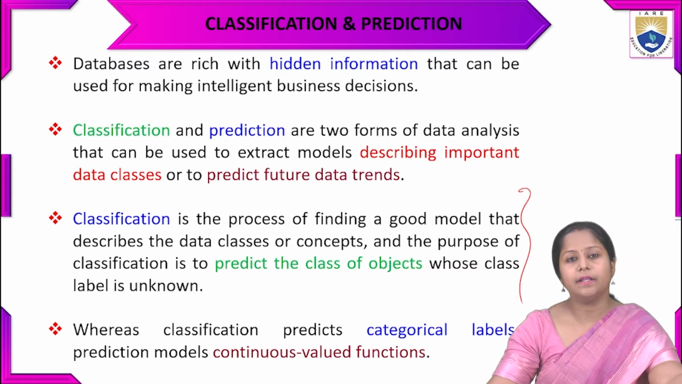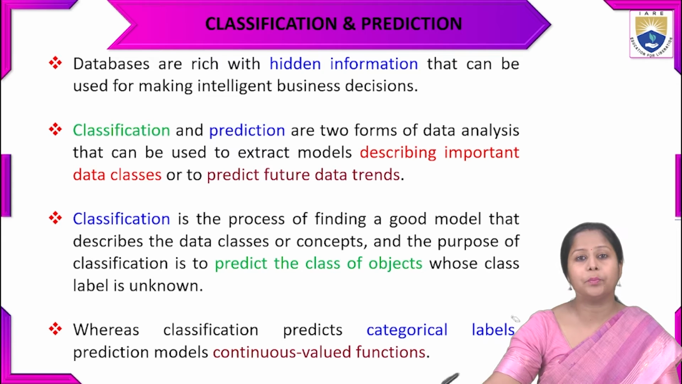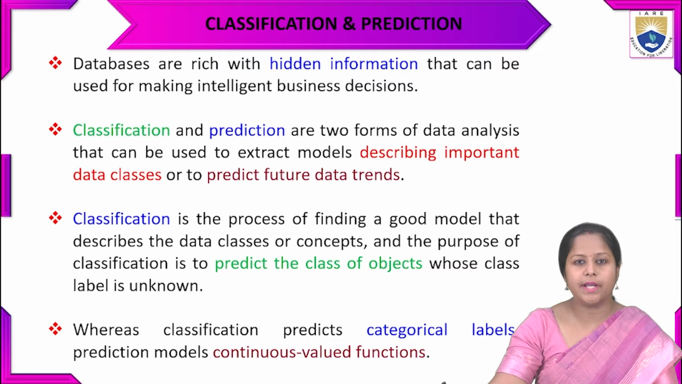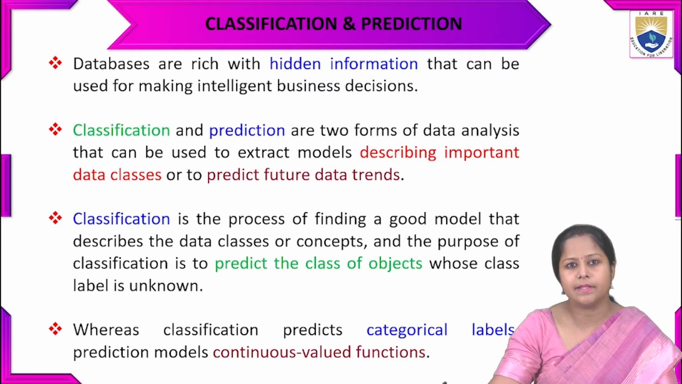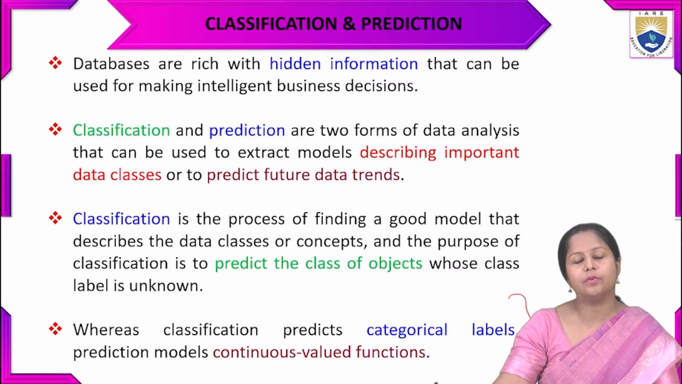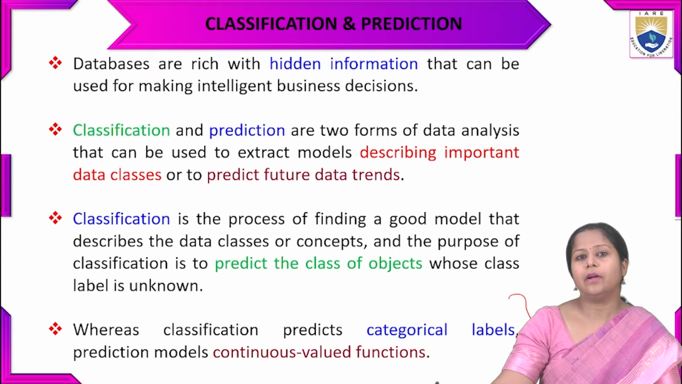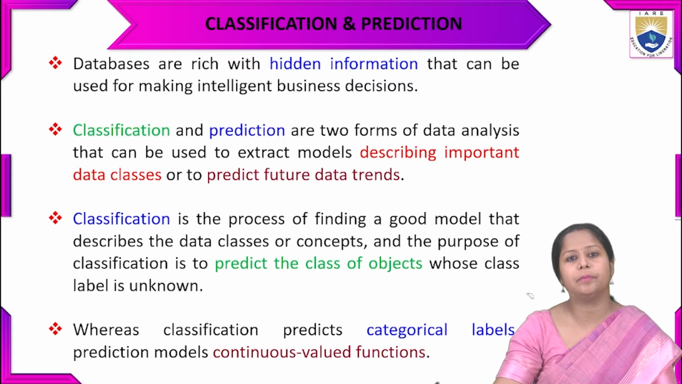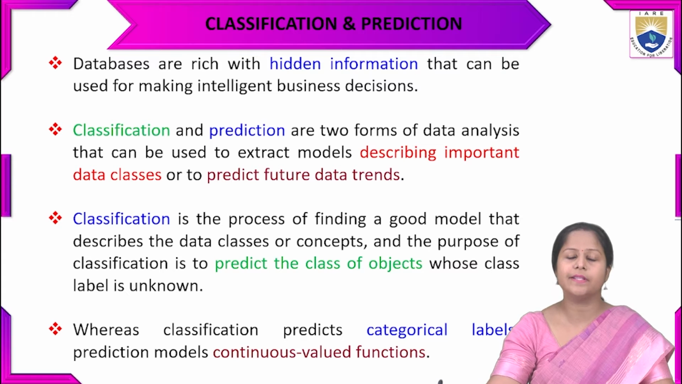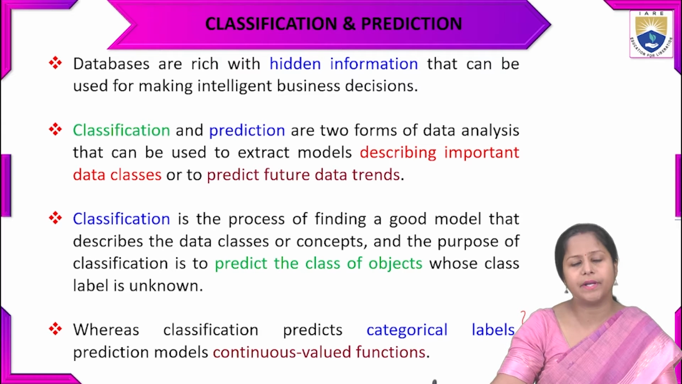So classification is the process that predicts the class of objects on the basis of known class labels. Classification predicts categorical labels, but on the other hand, prediction is based on continuous valued functions. So these are the differences between classification and prediction.